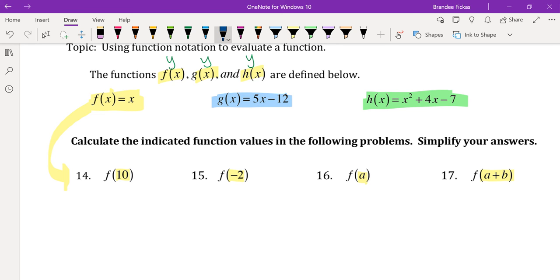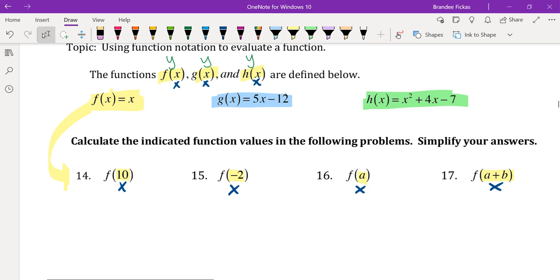This says f of x. X is in the parentheses. Okay, all of these have an x in the parentheses. Well, this is in the parentheses. That's in the parentheses. That's in the parentheses. That's in the parentheses. Each of those separately, we are going to plug in for x. So I'm not going to do any of the f equations because they are all just x. Wherever you see x, you're going to plug in 10, then -2, then a, and then a plus b.